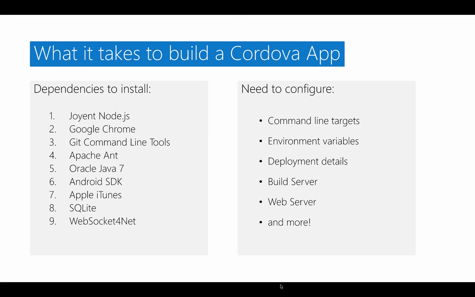In order to build an app for Apache Cordova, there's some setup work that goes into it. You have a lot of dependencies you need to install: Node, Google Chrome, the command line tools for Git, Apache Ant, Java, and so on. And installing these dependencies is only one part of what you need to do. The next part is configuring them, not only the dependencies you installed, but also just your environment in general for being able to support Apache Cordova development.